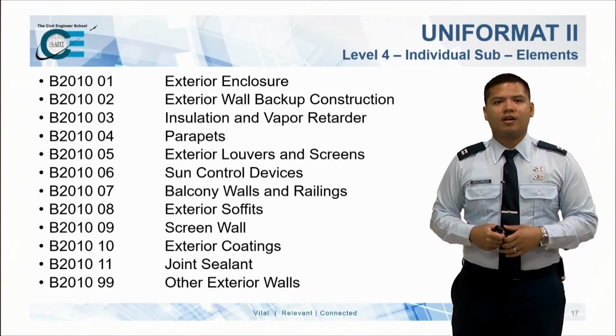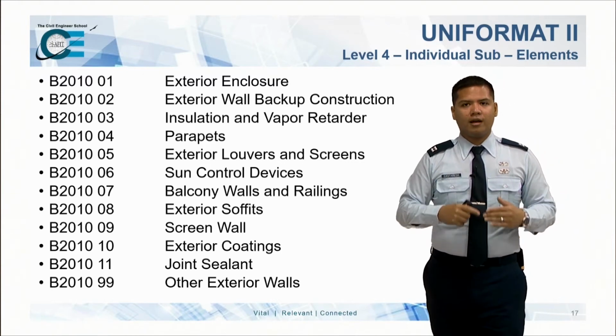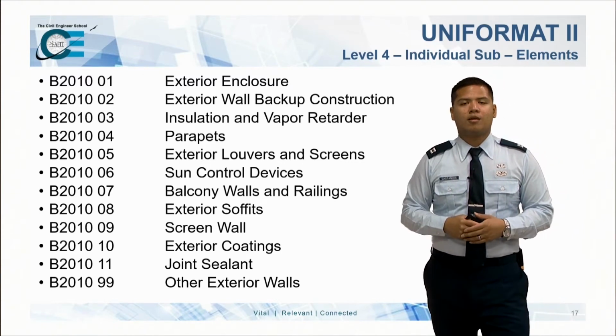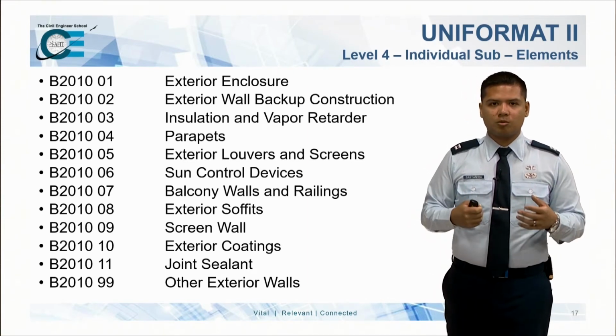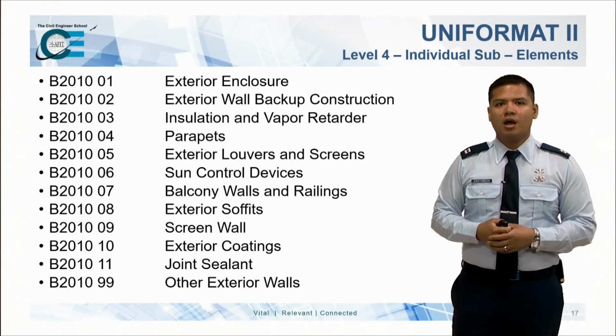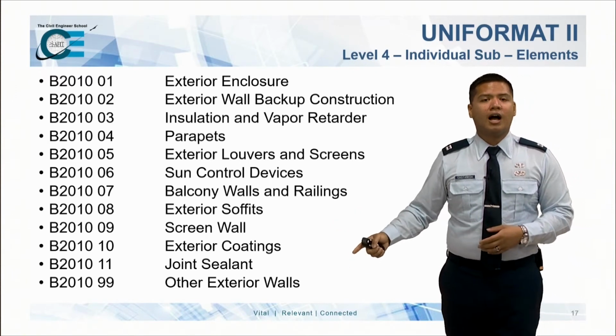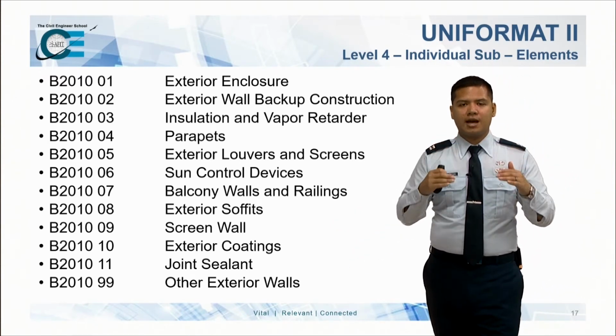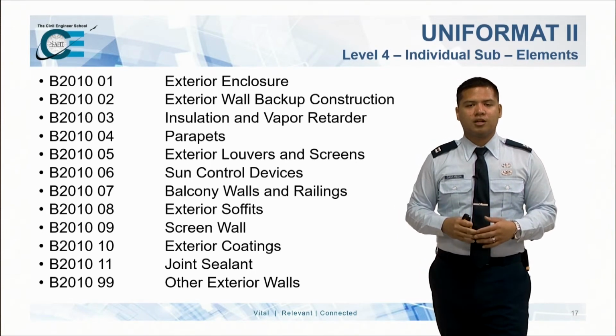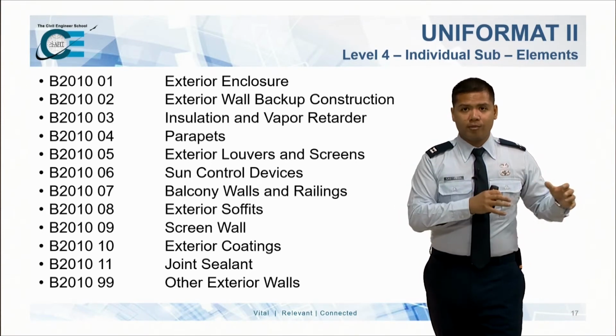And then you can even go one level below that, and we have the individual sub-elements level. So these are just some examples. I don't expect you to have all of these memorized. I just want you to understand how Uniformat 2 breaks down the different systems of a building into more manageable elements.